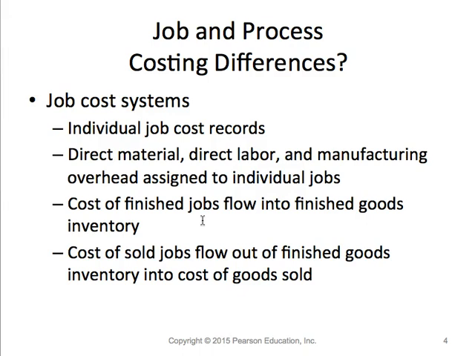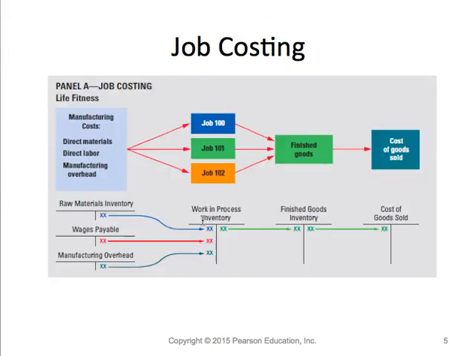Jobs flow out of finished goods inventory into cost of goods sold directly. In process costing it's a little bit different, we have different cost categories. Oh, this is job costing, sorry, that's what we just talked about. So different jobs, and when you finish things they go to finished goods, and then when you record it, it'll be cost of goods sold.